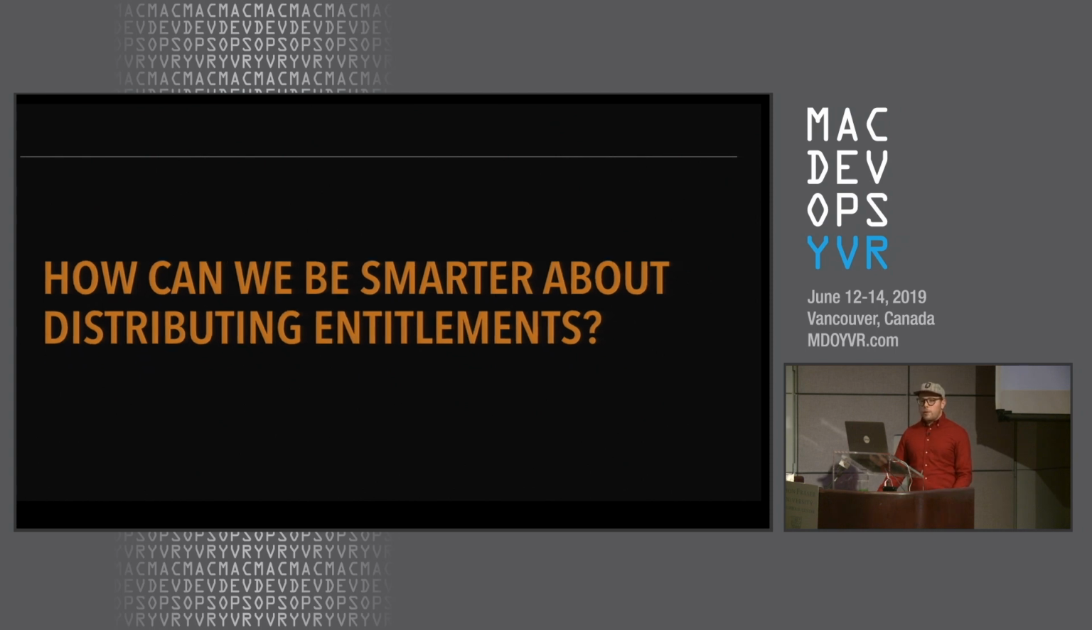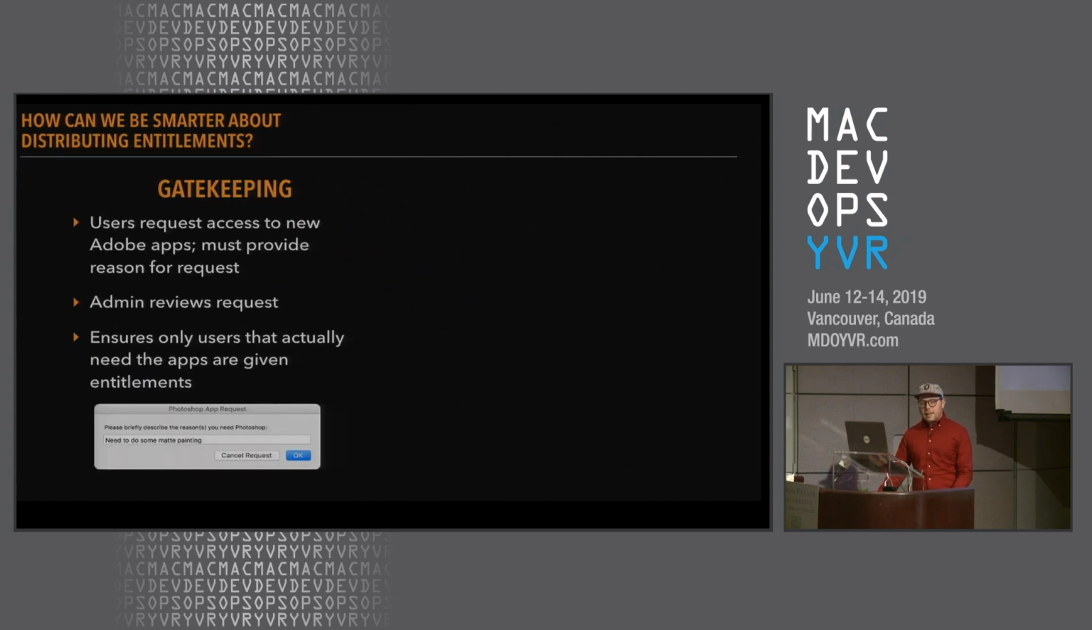And we came up with a couple of solutions. The first one is called gatekeeping. Basically, users have to request a new Adobe app. If they don't have one and they need their first one, or they just need a new one, it's the same process. They will put in a request.